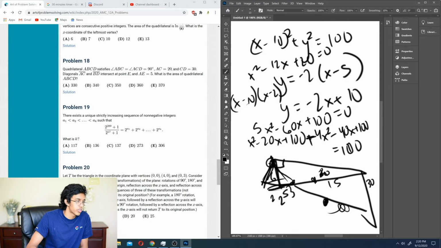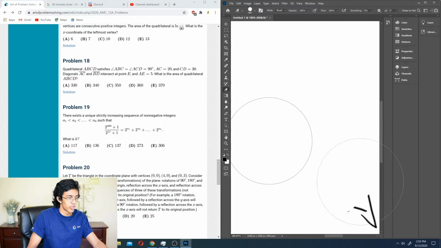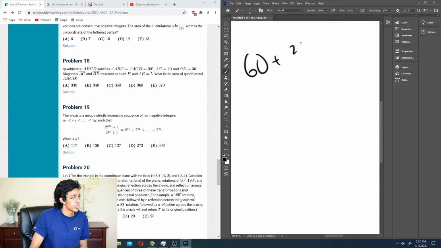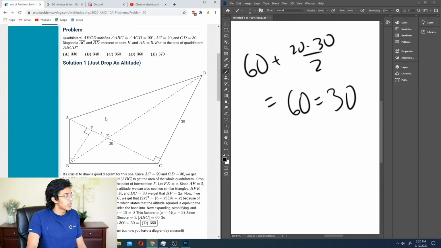So the height of this triangle is 6, the base is 20, which means that the area of the triangle is just 60, which means that our total area, holy moly, this is getting kind of big brain, our total area is 60 plus 20 times 30 over 2, which is equal to 60 plus 300, which is 360, which is D. Oh my god, let's go!